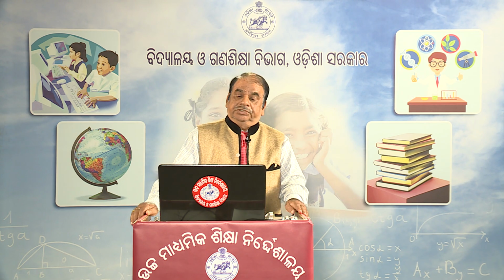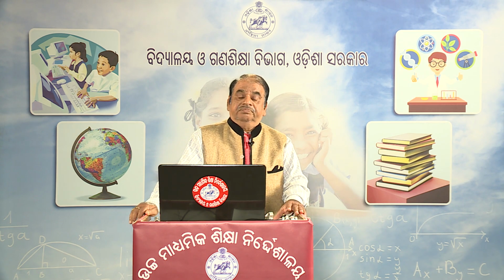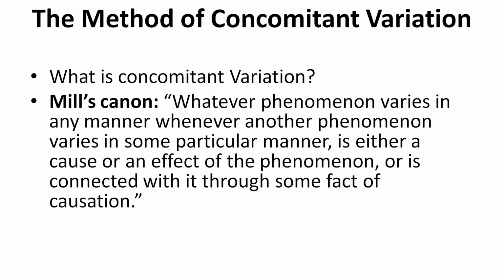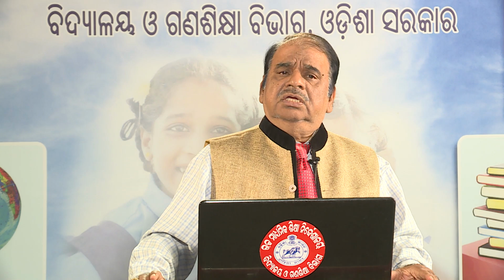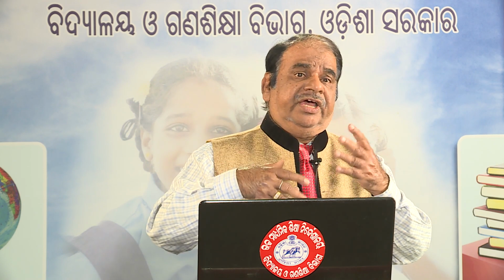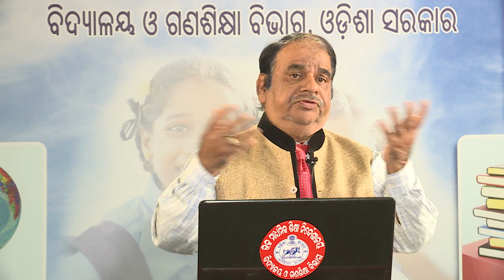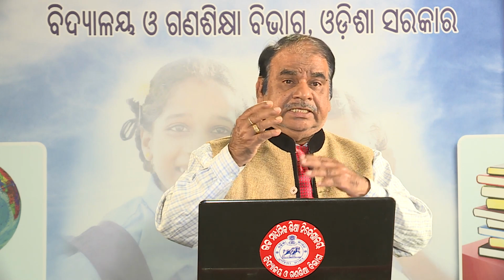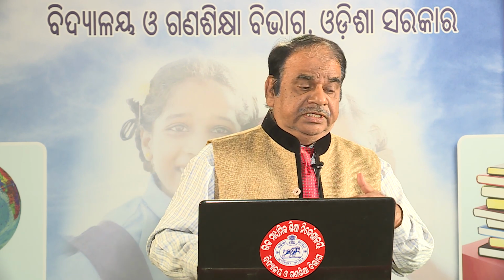Now, we shall proceed to the next method, that is the method of concomitant variation. First, let us know what is concomitant variation. Variation is difference; to vary means to differ, and if there is a regulative way of variation, then we say that it is a concomitant variation, that means a systematic variation, systematic difference.